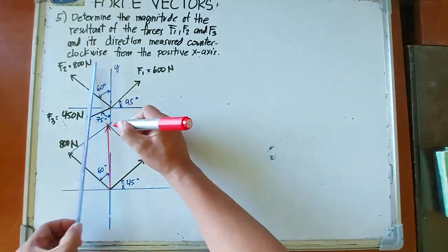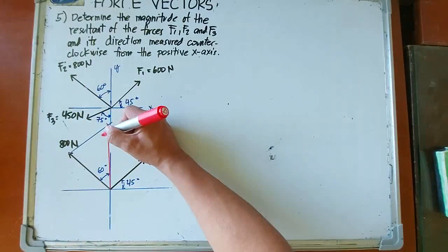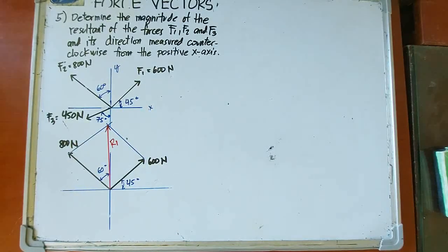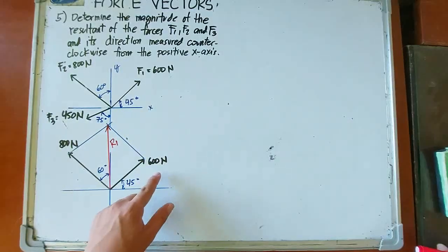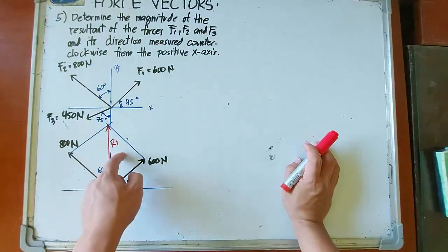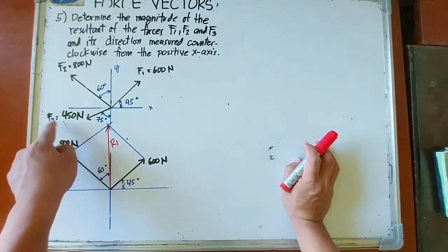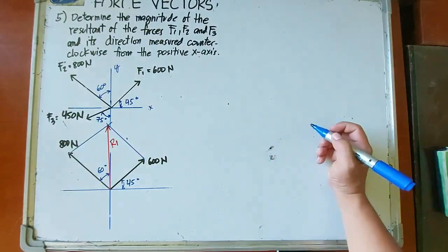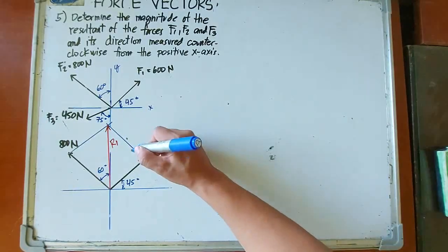So let's say this is R1. Okay, R1. That's the resultant of F1 and F2. Then later on, after we solve for R1, we solve the resultant of F3 and R1, and that would be the resultant of the three forces. Okay? So, solve natin. So, kailangan nating identify ng angles. So, kailangan nating malaman yung angle dito.